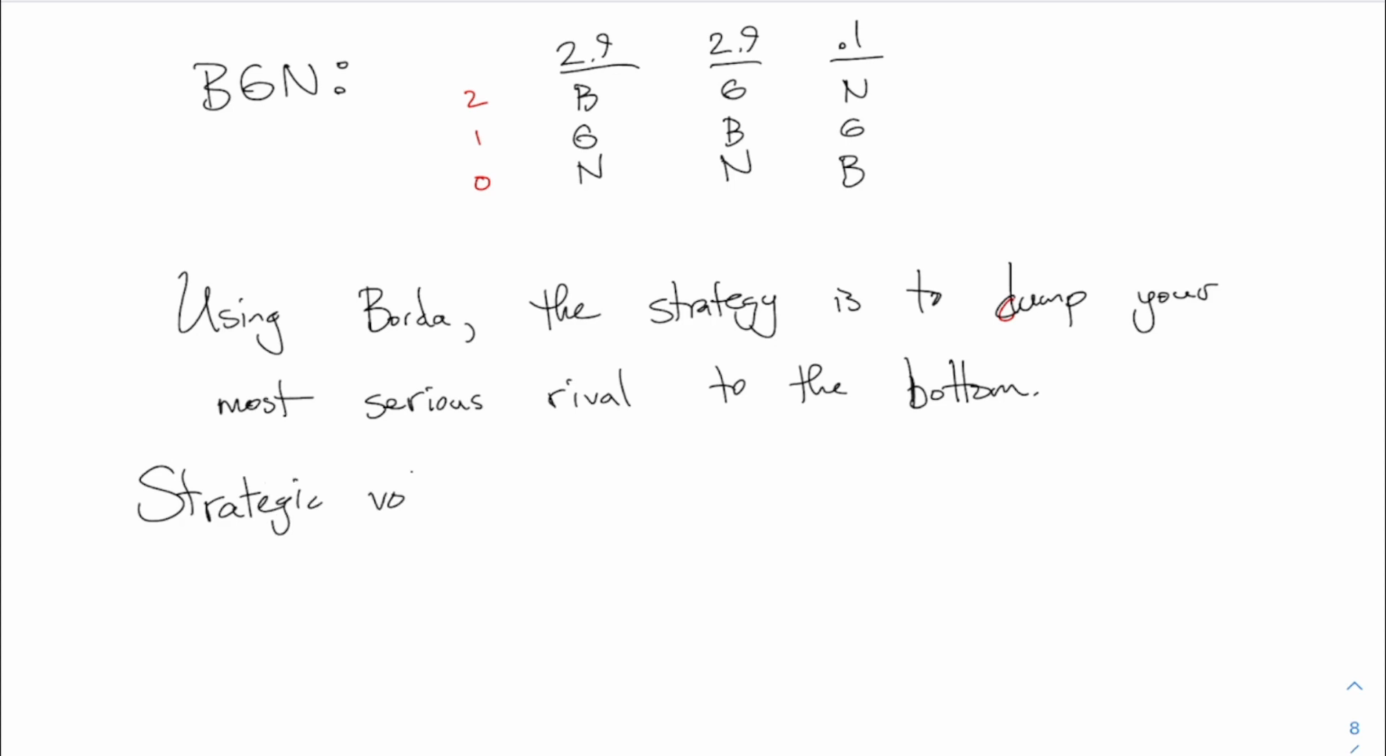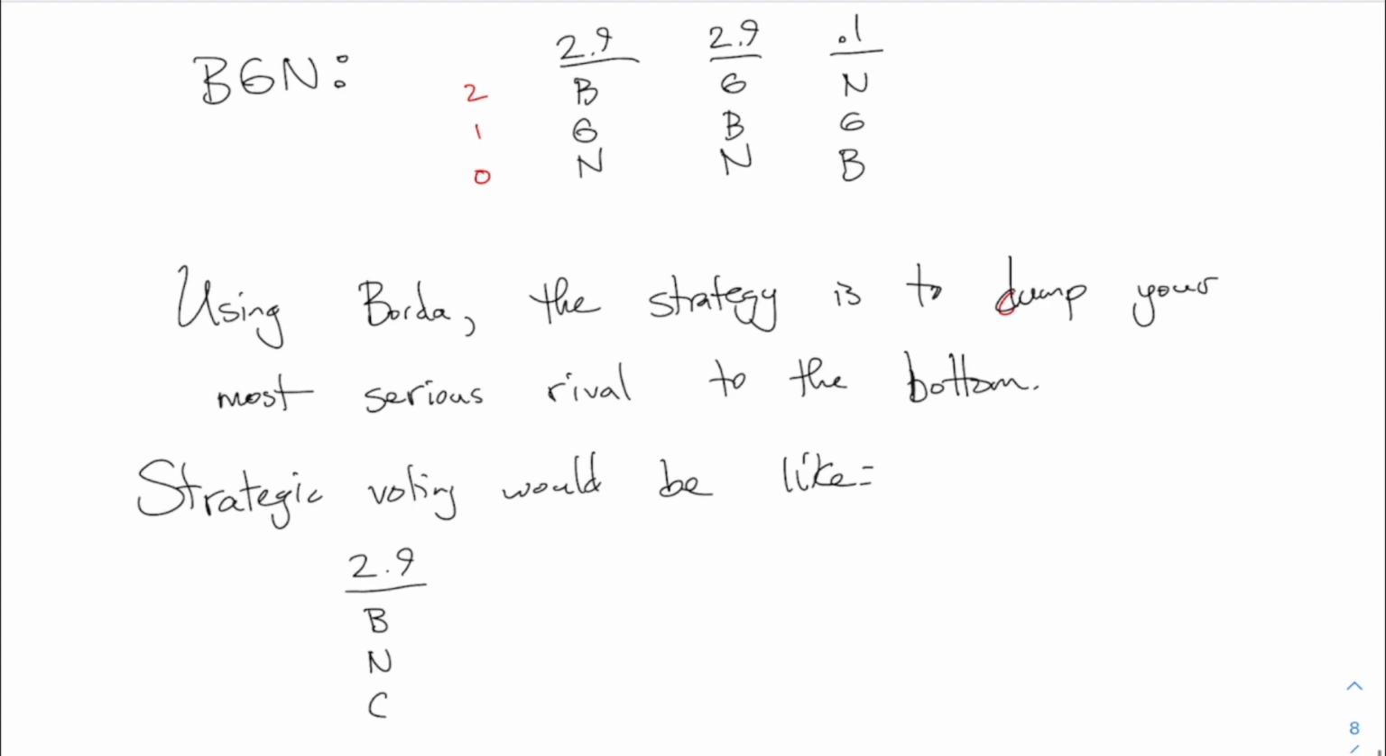Strategic voting would be like, so like I said, this first column, the Bush-Gore-Naders, they would have gone Bush, Nader, Gore. That's because they know Nader is not a real contender. Obviously, Nader never is going to come close to winning here. So we can throw Nader a point, even though we don't actually like Nader. We throw Nader the point. The purpose of this is to make sure that Gore doesn't get any points.